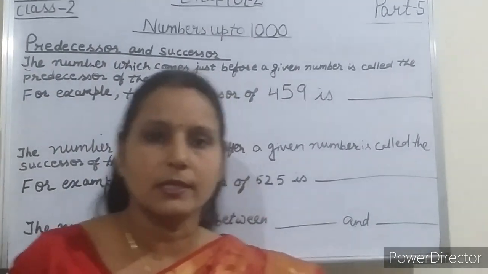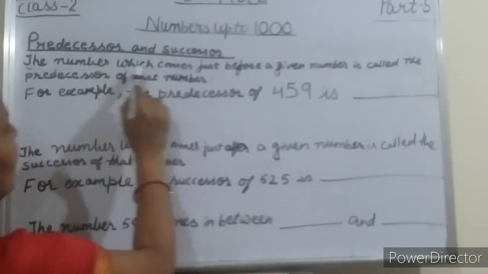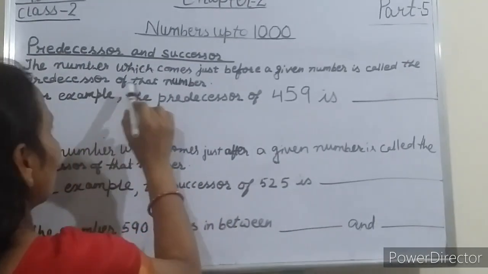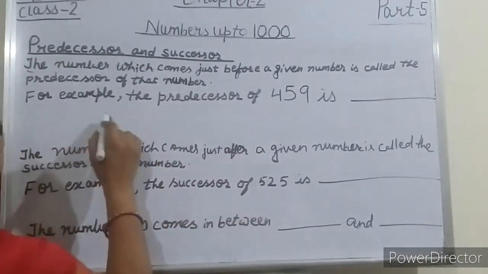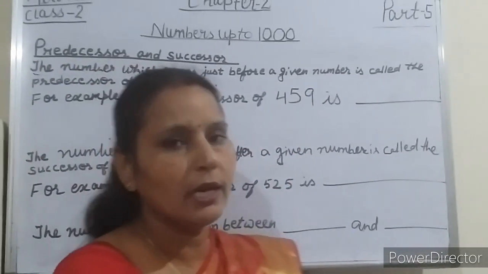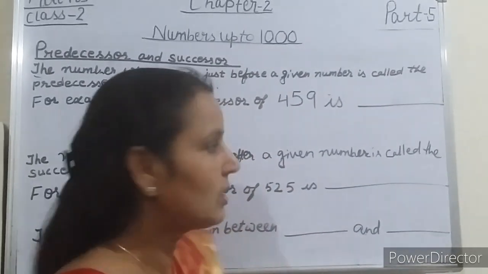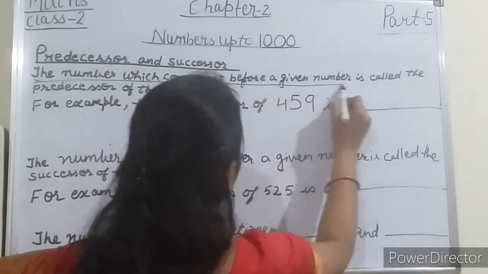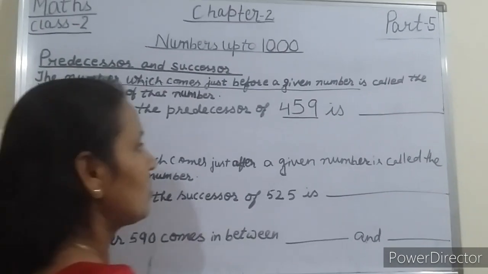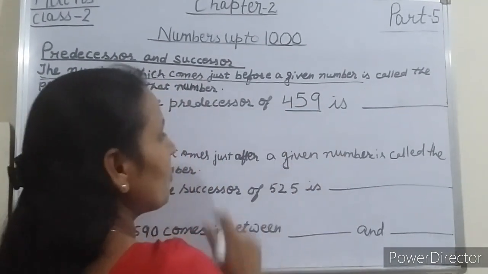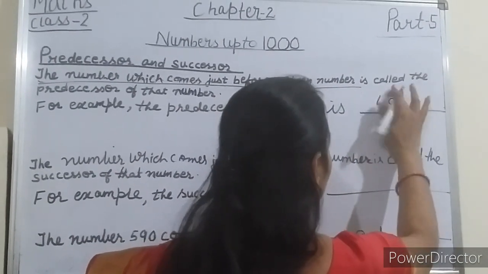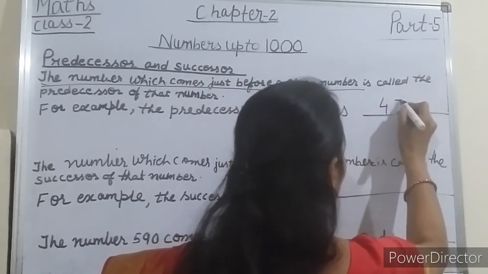So what is predecessor? The number which comes just before a given number is called the predecessor of that number. For example, the predecessor of 459 is... So what is the predecessor of 459? The number which comes just before a given number. So what is the given number here? 459. So what comes just before 459? Yes, 458.